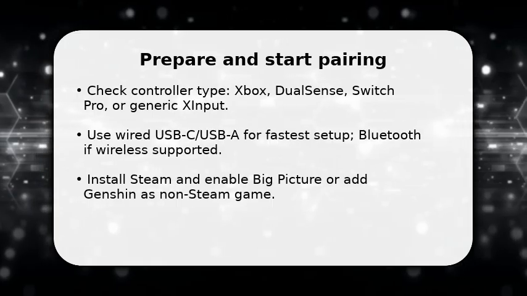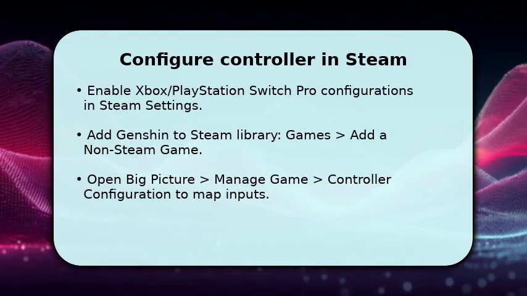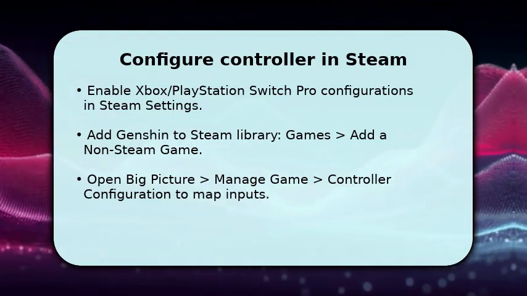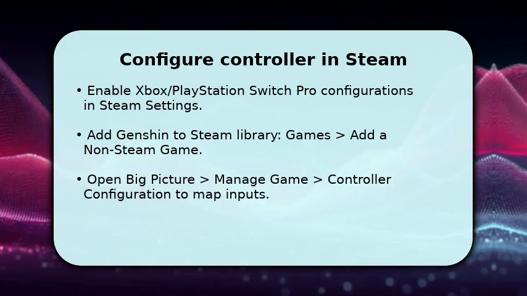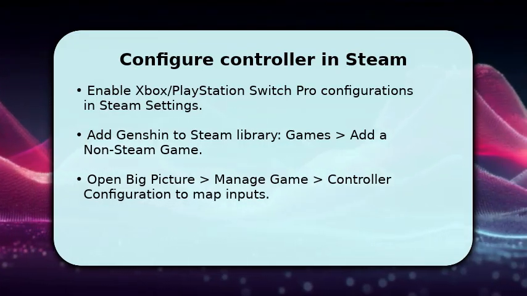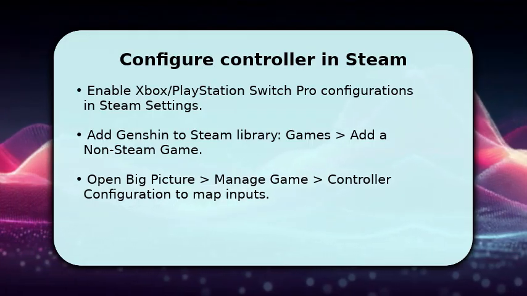Next, make Steam the translation layer so Genshin sees standard inputs. In Steam settings, enable the configuration support matching your controller. Add Genshin Impact as a non-Steam game so Steam overlays and controller configs apply. Once done, launch Big Picture, locate Genshin, and open controller configuration.